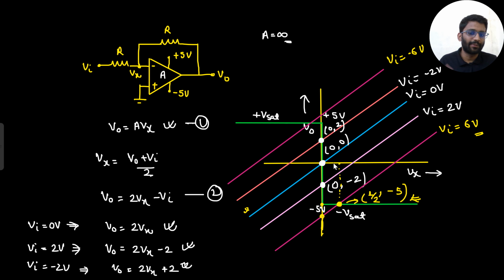So here we got to know this is my operating point. That means V0 and Vx both are 0. When Vin is equals to 2 volt, this is the graph I am getting, 2Vx minus 2. So here my Vx is certainly 0. Vx is 0 only here. But my V0 is minus 2. So here my output will be minus 2 volt and Vx will be 0. Virtual short is valid here as well.